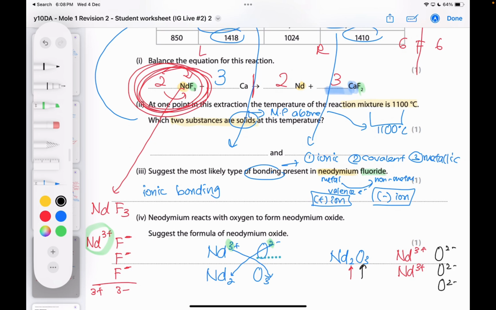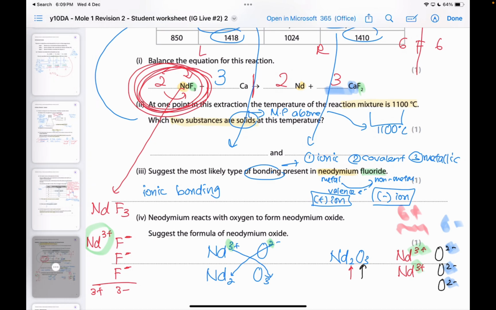Okay, why is it like that? Because if you were to add up the charge of the positive ion, you actually have a total charge here of 6 plus. And if you were to add up the charge of the negative ion, it would be 6 minus. So the overall charge for this ionic compound is still going to be 0, and therefore the formula will be Nd2O3.